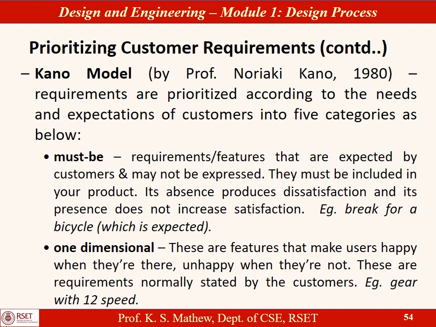So it has to be implemented, otherwise the customer will be dissatisfied. One-dimensional category. These are the features that make users happy when they are implemented and unhappy when they are not implemented. These requirements are normally stated by the customer. For example, a gear with 12 speed. A customer may specify this requirement: I need a bicycle with a gear with 12 speed.